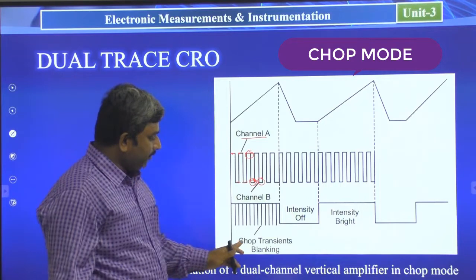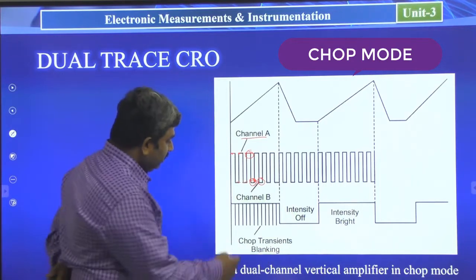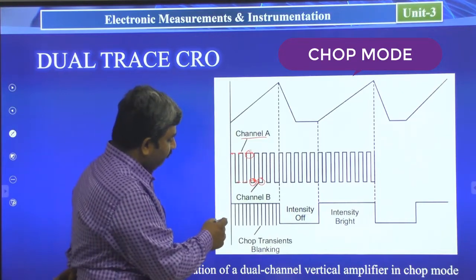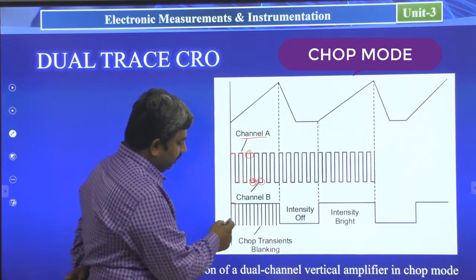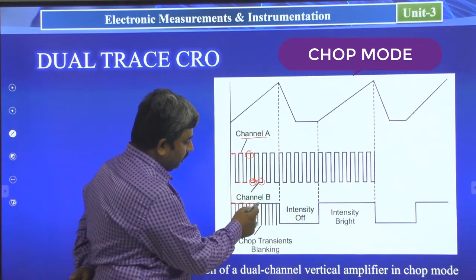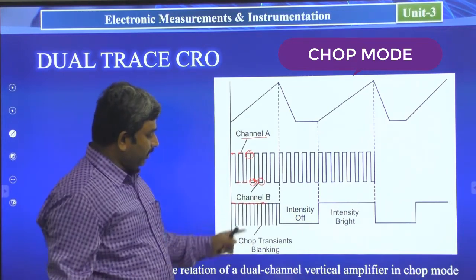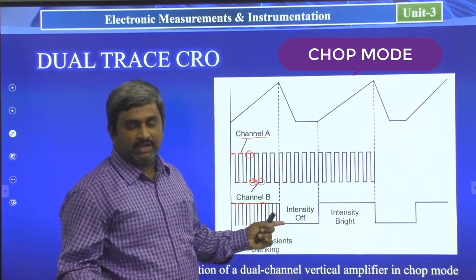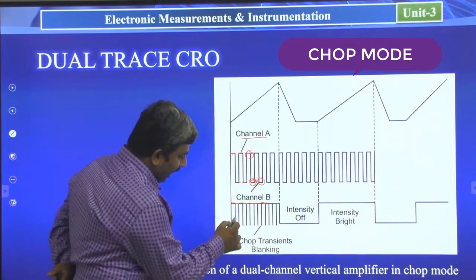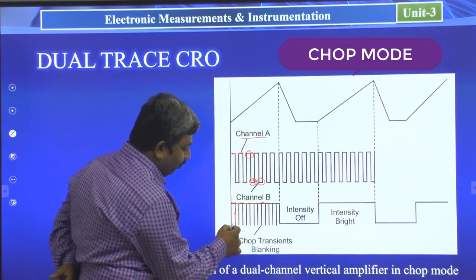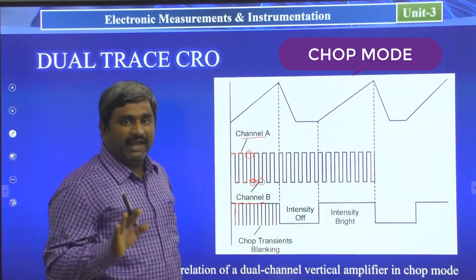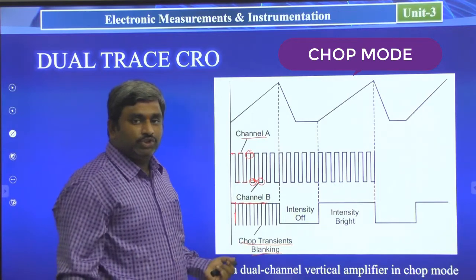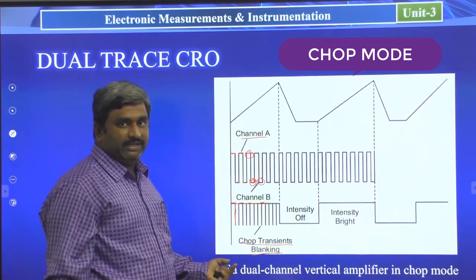So when the chop signal is connected here, it is representing channel A and channel B information. This is channel A and this is channel B, channel A, channel B, and so on. So here it is representing two channels of information separately. In between, this straight line has no value, so it is nothing but a blanking pulse. This is called a blanking pulse, the sharp transient blanking pulses.